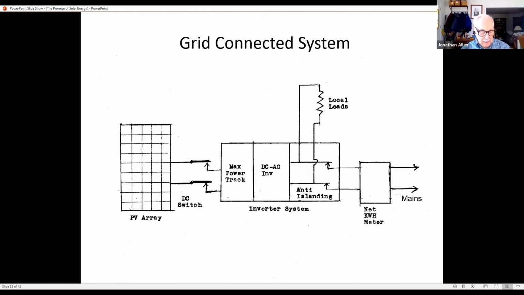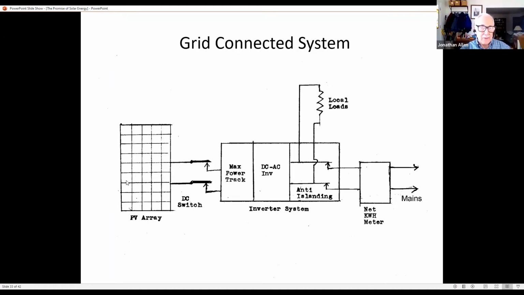Now we get into the grid connected system. Today, most installations are grid connected. The system powers the building when the sun shines, and any excess electricity that it generates gets sold back to the utility through net power metering.